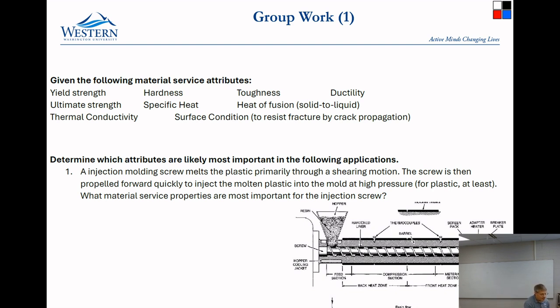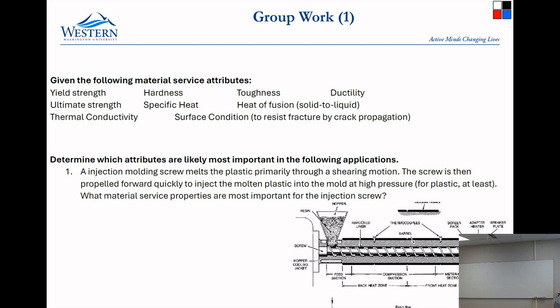We said yield strength, because you don't want your screw to bend, or have the flanges bend. There is a bunch of pressure when you do that injection process, and the piston pushes this forward to inject the material. So you do have to make sure that it's not going to yield. You don't want to shear those threads right off there.